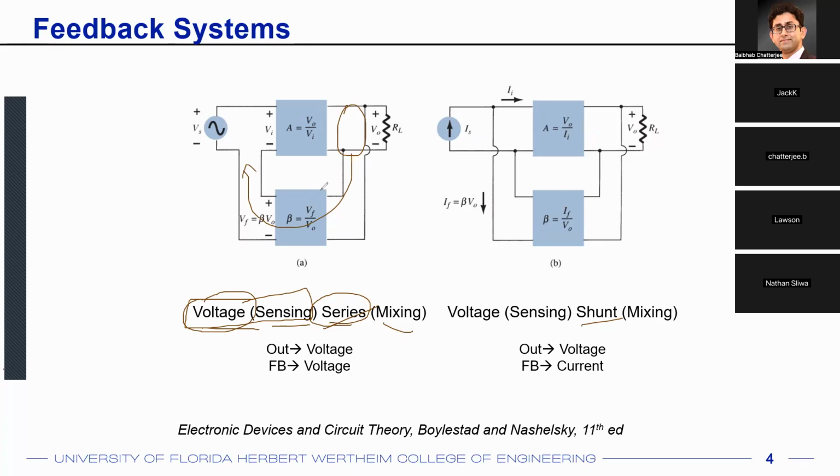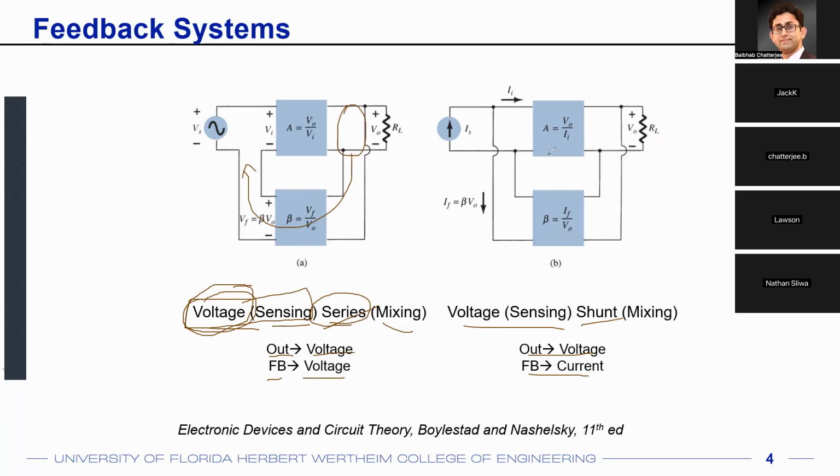Right? First, you need to sense the quantity before you can feed it back. So the first quantity is the sensing quantity. That always happens at the output. So if someone tells you they have a voltage sensing feedback, that means the output is a voltage. Now, if someone says that I have a series mixing, series means, of course, you're dealing with voltages, and mixing is happening at the input side, because you take some of the output and mix at the input side. So series mixing means that your feedback quantity is a voltage and your input is a voltage. So that's what voltage sensing, series mixing means. Similarly, voltage sensing and shunt mixing will mean your output is a voltage and feedback quantity is a current and the input is a current.